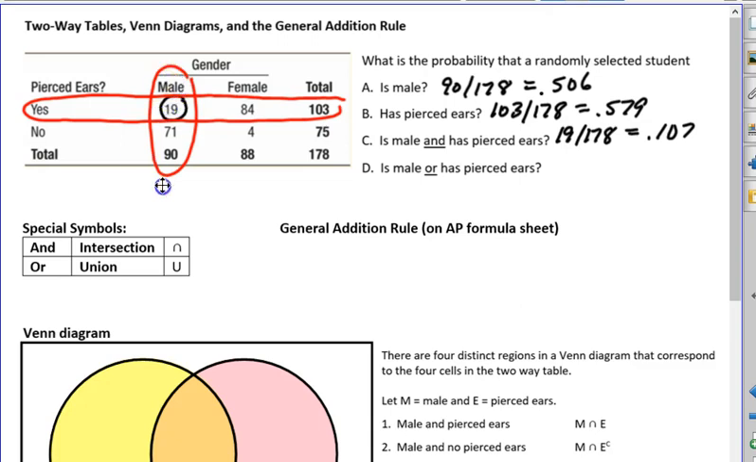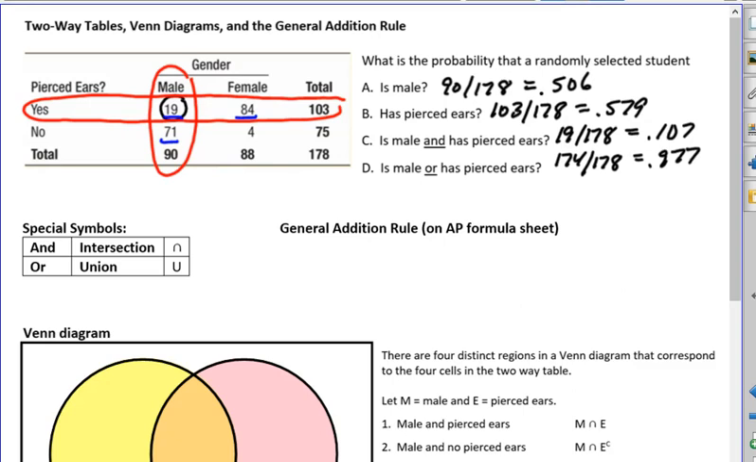So basically, we'd take all the males and then add the females that have pierced ears, or all the pierced ears and add the males that don't have pierced ears. But we're looking at these three numbers right here. These are the people that are male or have pierced ears. Notice we only have one group that doesn't fit in either category, so really we could just say 178 minus 4, or we could add up these three groups. But it's 174 over 178, or 0.977.